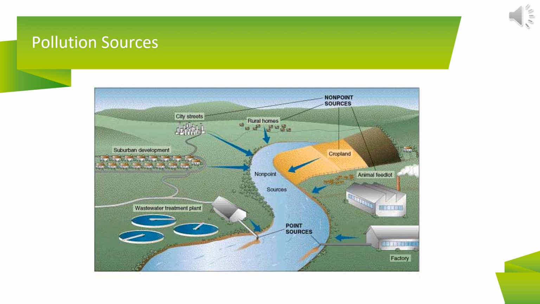This diagram shows you some examples of point and non-point pollution sources. You can see in the top right of this image that you have city streets, rural homes, croplands, and animal feedlots, as well as suburban development that all contribute to non-point pollution sources. It's also important to note that there are multiple locations of origin here, showing industrial, rural, and agricultural sources. At the bottom left, you'll see the point sources, which are factories, and in this case, a wastewater treatment plant.